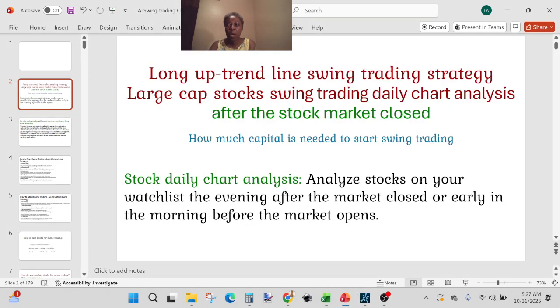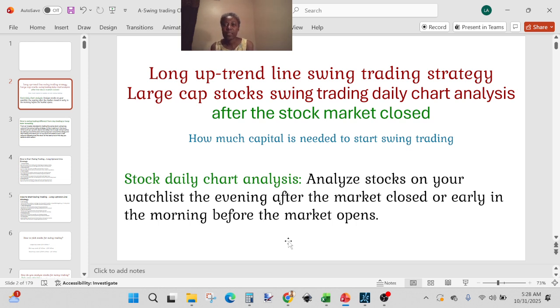Hello, how much capital is needed to start swing trading? Well, to start swing trading, I think you need the minimum amount that the brokerage firm sets as the minimum account to open a brokerage account. You need that minimum to be enough to buy one share of stock. So that's all you need, in my opinion.